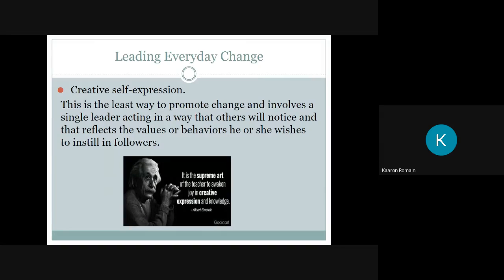Creative self-expression. This is the least way to promote change and involves a single leader acting in a way that others will notice and that reflects the values or behaviors he or she wishes to instill in his followers. If you see, this is a picture of Albert Einstein, and he quotes, "It is the supreme art of the teacher to awaken joy in creative expression and knowledge."